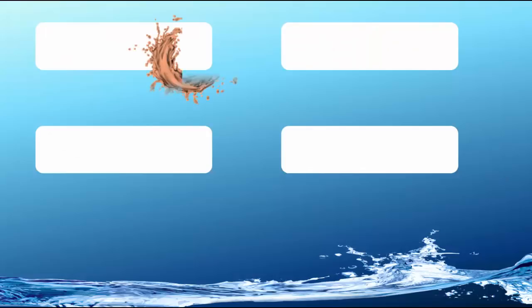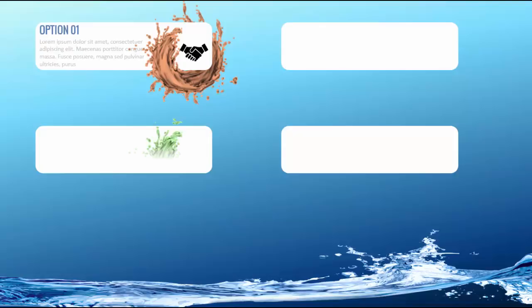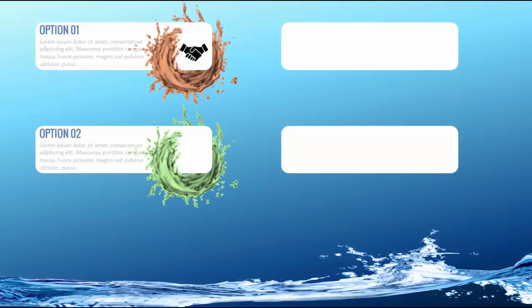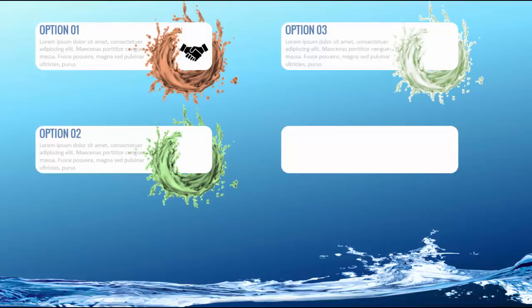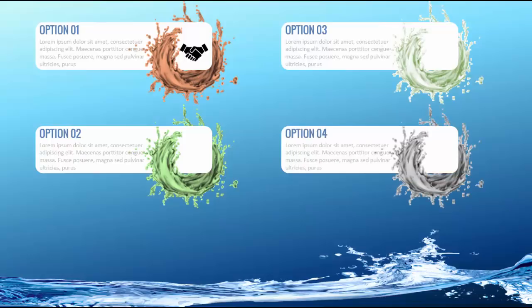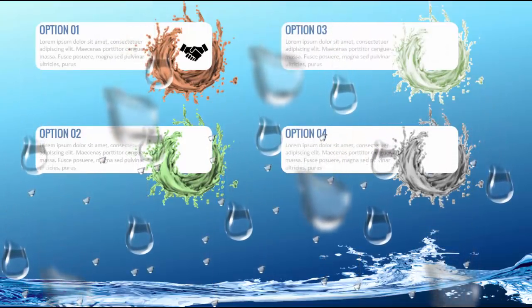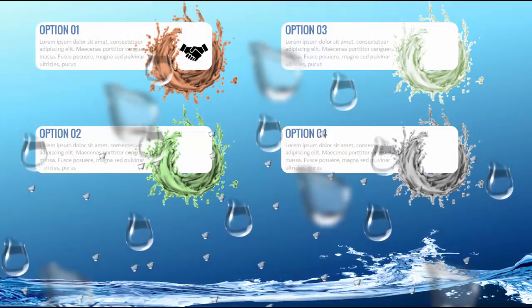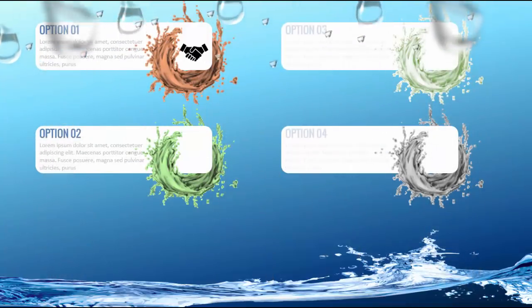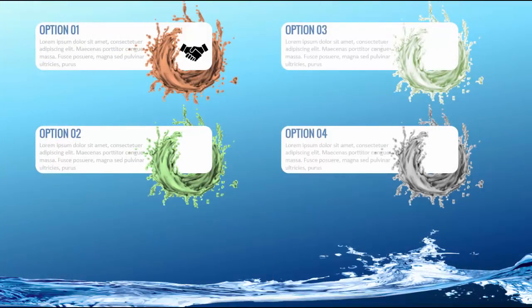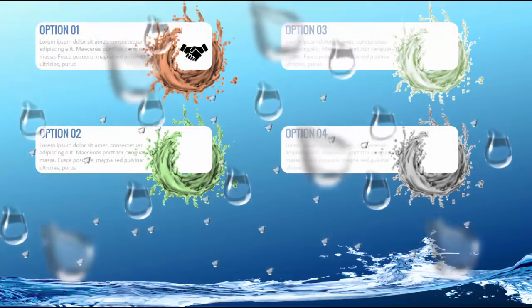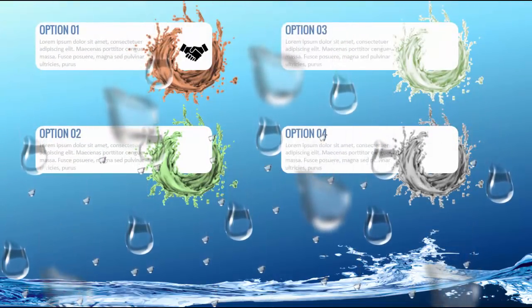When I click, it will show you the option 1, it will show you the option 2, 3, and 4. And when I click, you can see that the droplets are coming down, and again it will go back if you click back. It looks cool, isn't it?